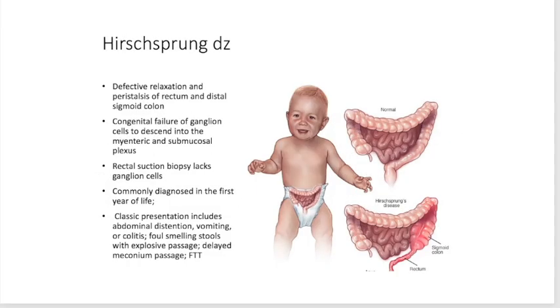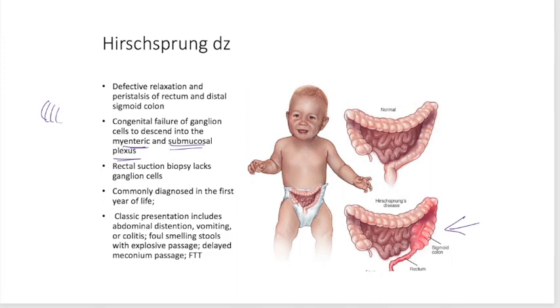Hirschsprung, this is a defective relaxation and peristalsis of the rectum and distal sigmoid colon. So it's going to be working down here, and it is congenital failure of the ganglion cells to descend into that myenteric and submucosal plexus. So that's why it's very important to remember those layers in your GI system, because there's a lot of stuff that is pathologic with those layers.